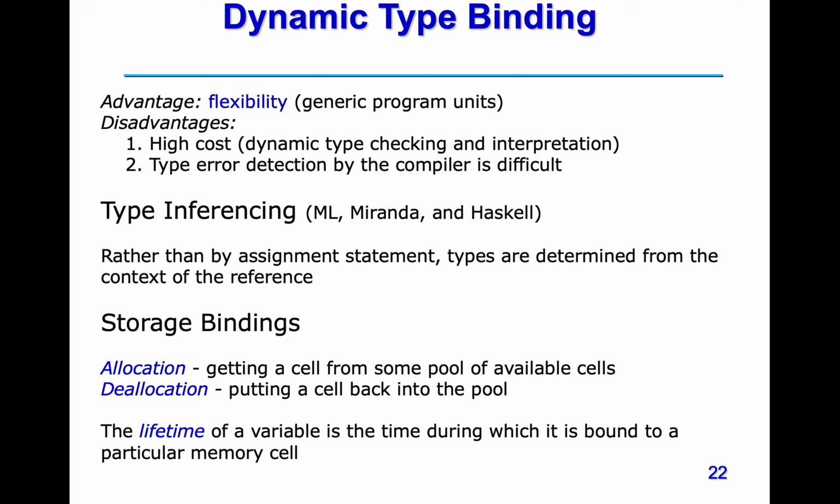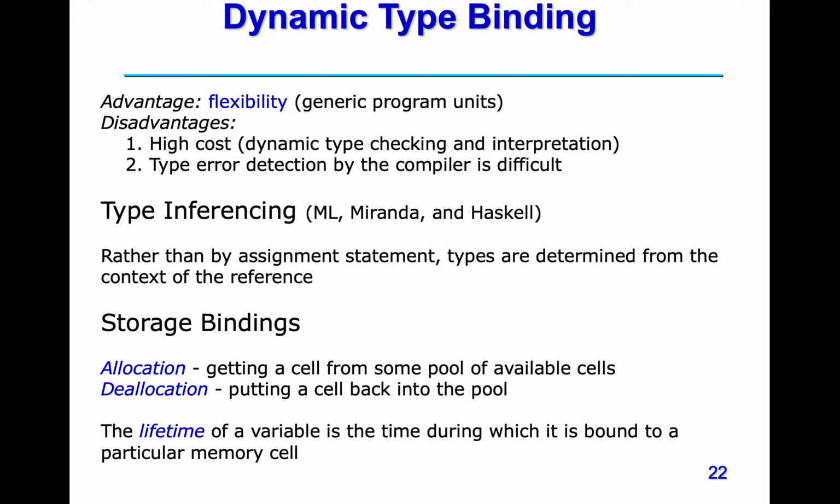So we don't assign it a type at all. We just reference the data. Whatever the data is, we infer the type from that. And then we have storage bindings. That's the allocation and the deallocation. So storage, memory. The use of memory in a program is referred to as the storage bindings.